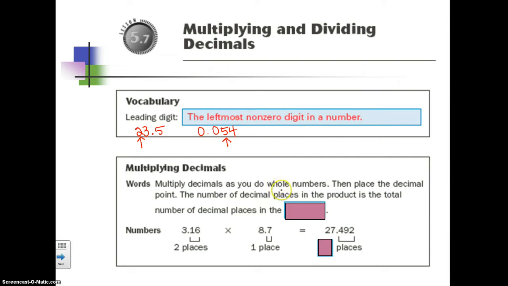Multiply decimals as you do whole numbers. Then place the decimal point. The number of decimal places in the product is the total number of decimal places in the factors. For example, 3 and 16 hundredths has 2 decimal places. 8 and 7/10 has 1 decimal place. Add 2 plus 1 and you have 3 decimal places in your answer. And you would just move over the decimal point 3 places.